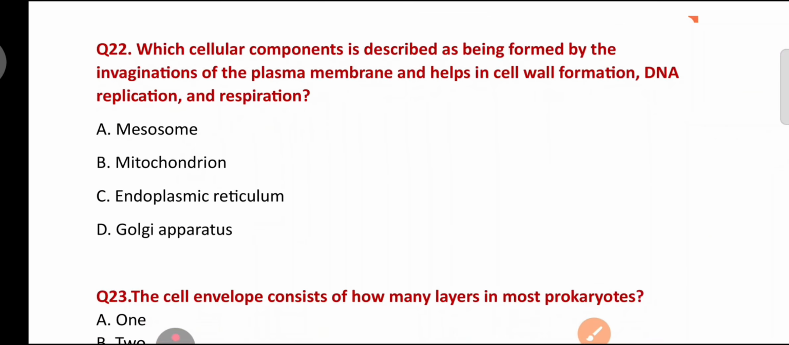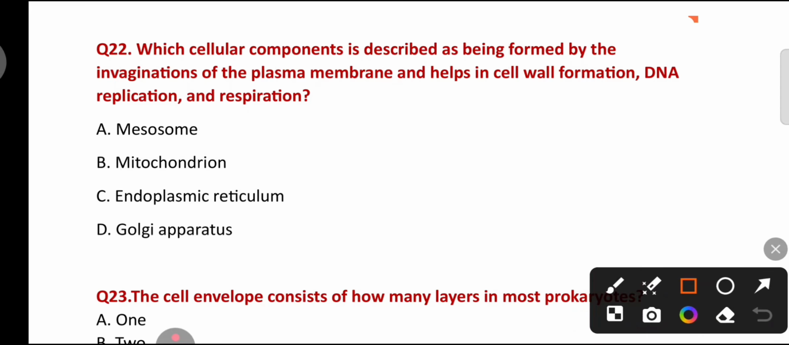Which cellular component is described as being formed by the invaginations of the plasma membrane and helps in cell wall formation, DNA replication, and respiration? Mesosome, mitochondrion, endoplasmic reticulum, Golgi apparatus. Mesosomes help in cell wall formation, DNA replication, and respiration.